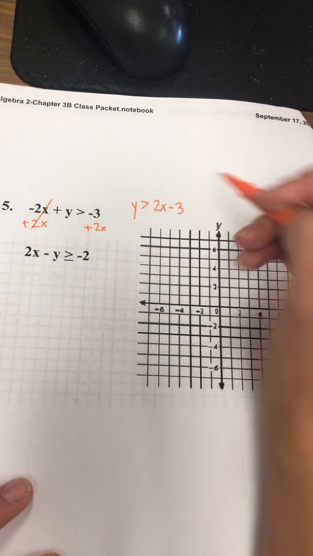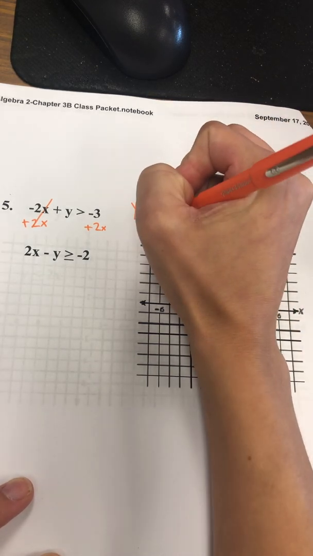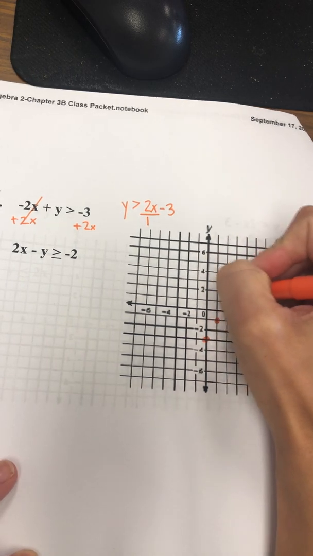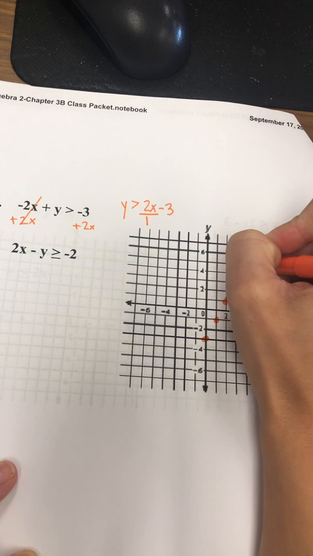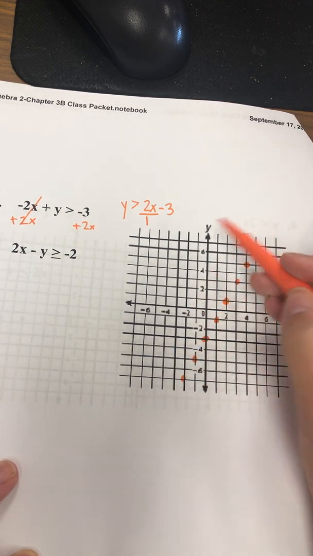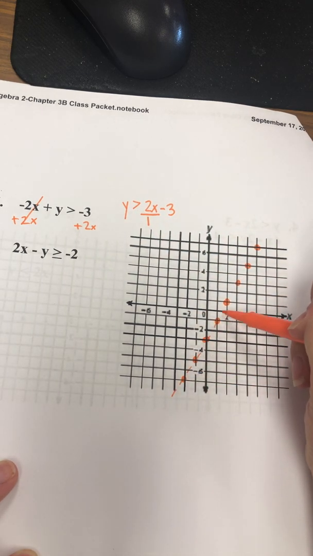So if I graph that, -3 is my starting point on the y-axis, and my slope is 2 over 1. Positive 2 over 1 means I'm going to go up 2 to the right 1. It does not have an equal to underneath it, so that means it's going to be a dashed line.